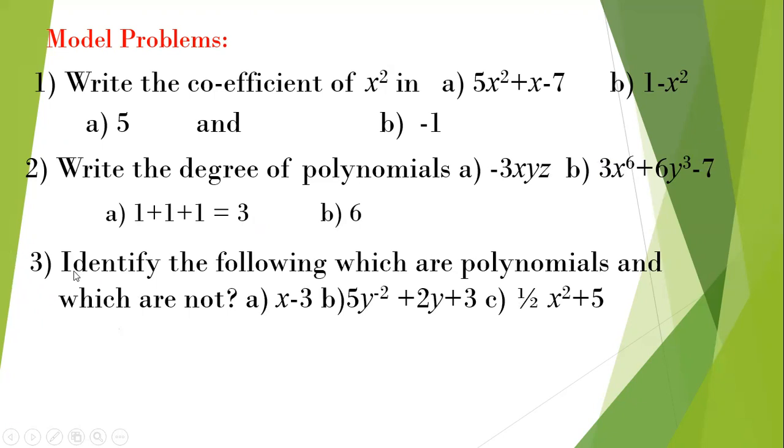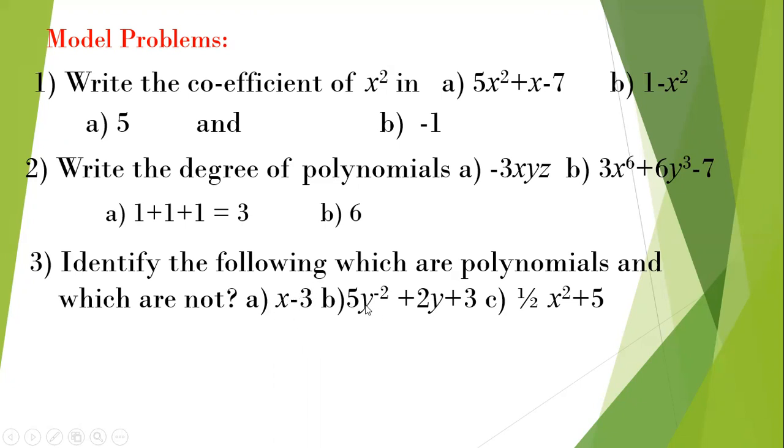Next problem. Identify which of the following are polynomials and which are not. In the previous slides, I explained which are polynomials and which are not. So the first one is x minus 3. Just verify the degree. The power of the variable is 1, so it is a positive integer. That is why this is a polynomial.